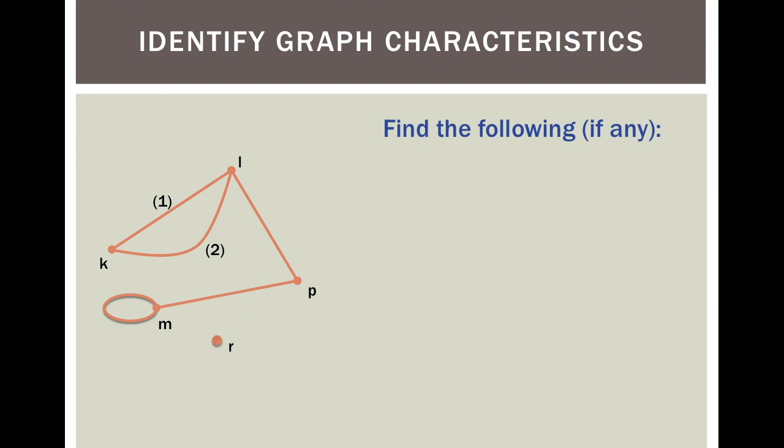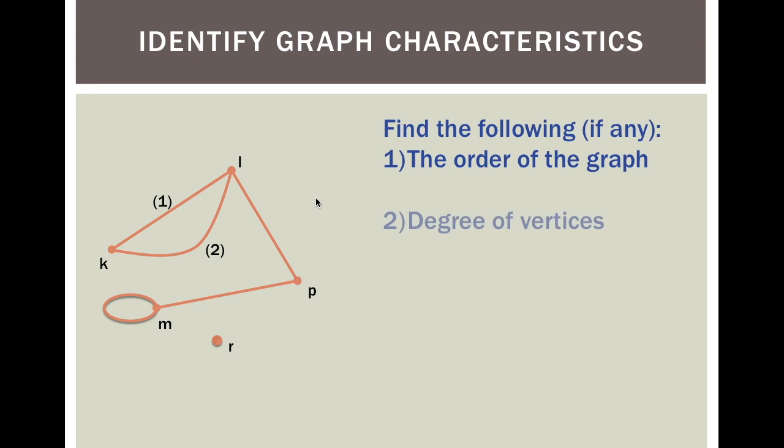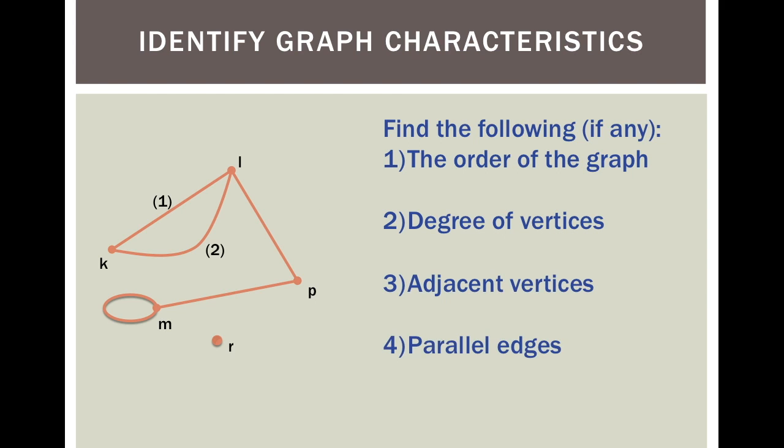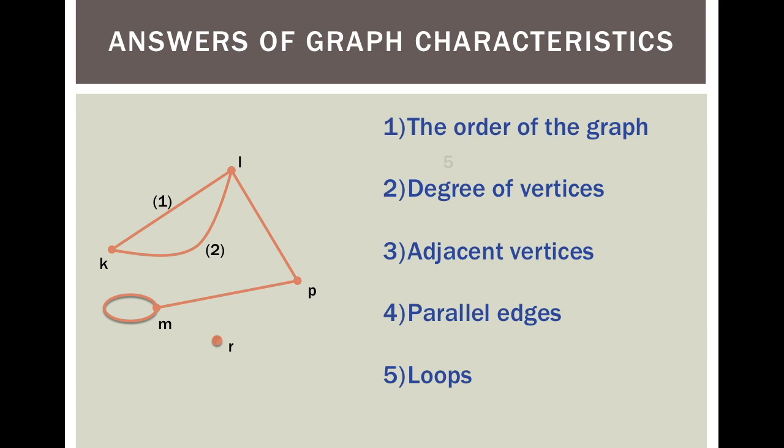Identify some graph characteristics. Here's a graph here. Find the following, if any. Can you find the order of the graph, the degree of the vertices, the adjacent vertices, and parallel edges or loops if there are any? So I feel like the order of this graph is 5 because there are 1, 2, 3, 4, 5 vertices. There are vertices that have degrees of more than 1, which we'll name. K is 2, M is 3, but also, I forgot to mention, L also has 3, P has 2.